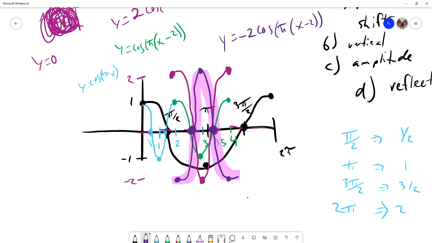Alright, so that is, in a nutshell, a nice example working through one of these graphs. As you can tell, it takes a little while to do them, so just be patient.